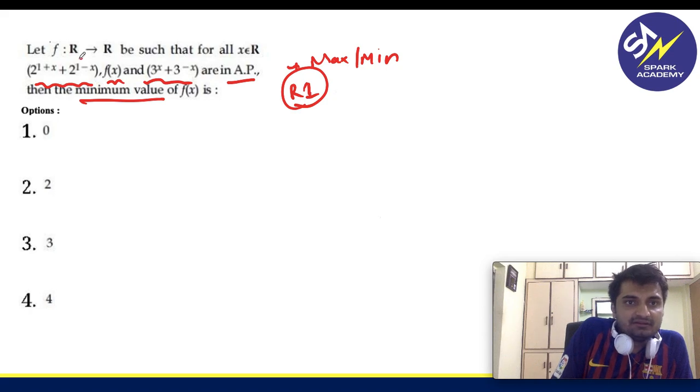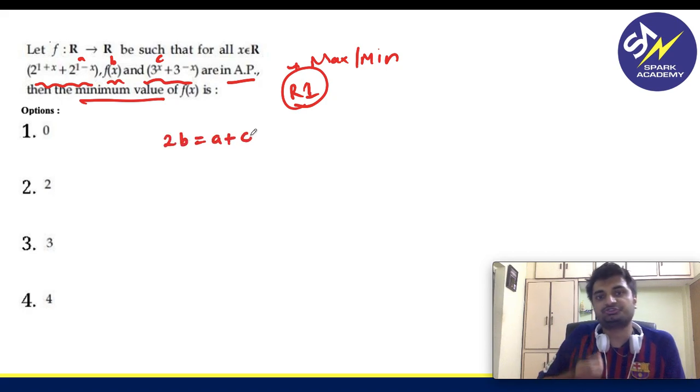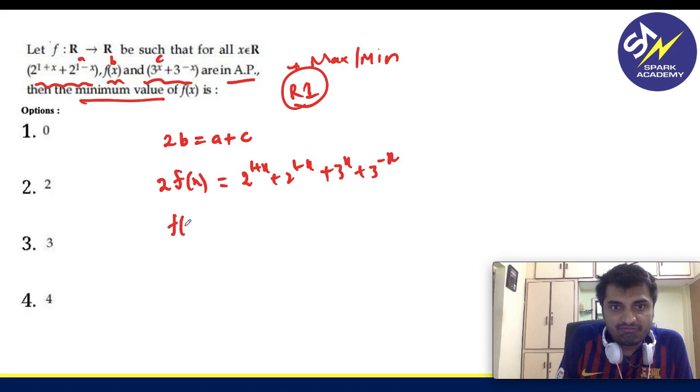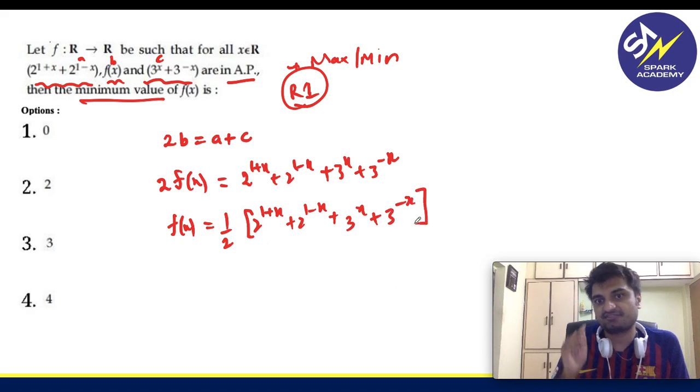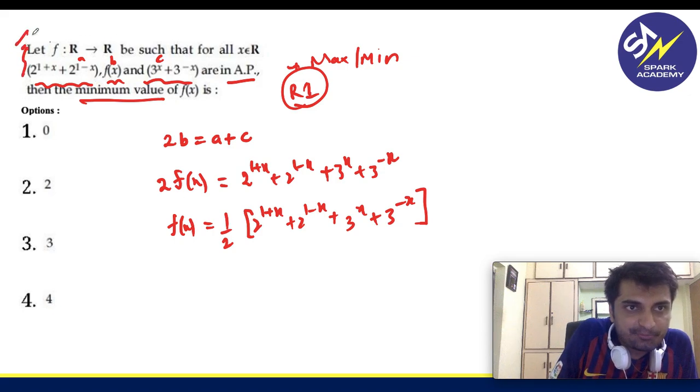Now simple AP. If A, B, C are in AP, then what is the condition? The condition is 2B equals A plus C. So basically I can write 2 times f of x is 2 power 1 plus x plus 2 power 1 minus x plus 3 power x plus 3 power minus x. So f of x is given by half times 2 power 1 plus x plus 2 power 1 minus x plus 3 power x plus 3 power minus x. Now read the question. I've applied the condition, so this part is done.